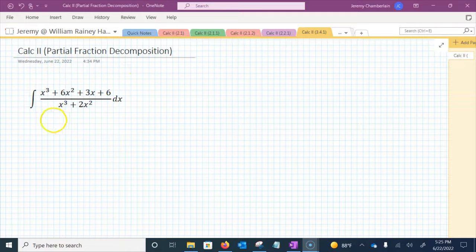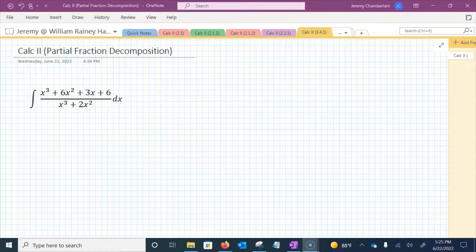All right, here we're looking at the integral of x cubed plus 6x squared plus 3x plus 6 over x cubed plus 2x squared. That's a rational function. So the first step here is, well, the degree of the numerator is 3. The degree of the denominator is 3. So you want to perform long division to rewrite this integrand.